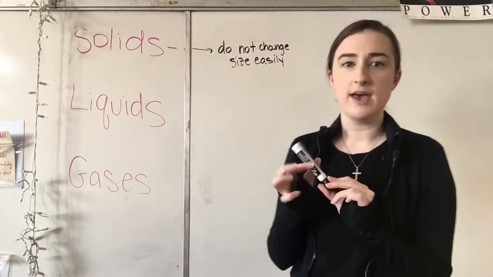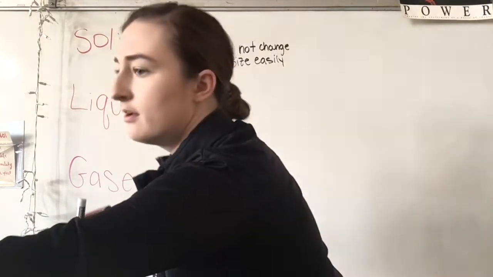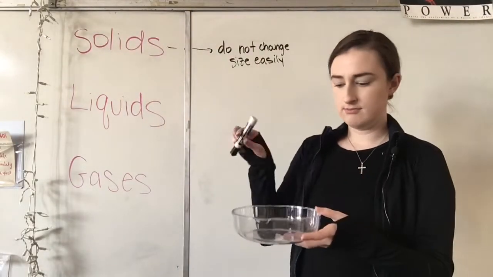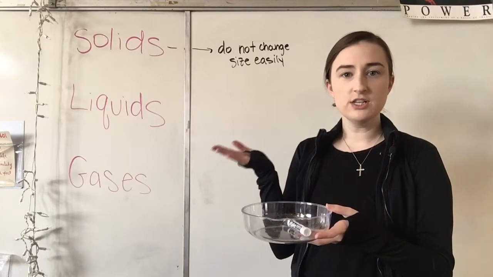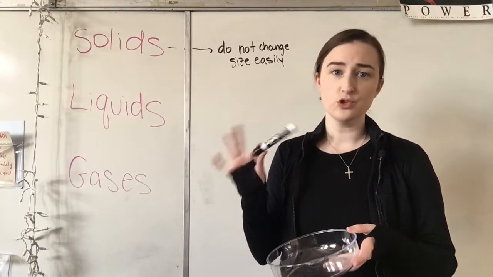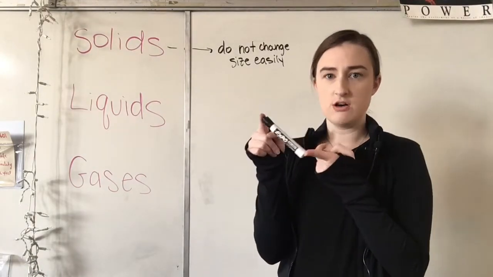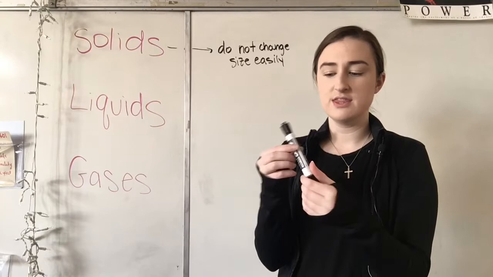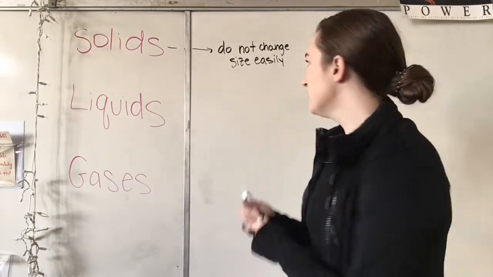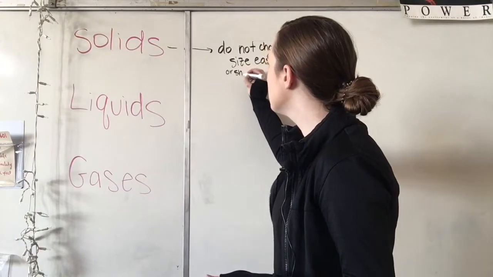If I have this pen and I move it somewhere else into a different container, let's say I move it into this, it's still not going to change size or shape. It's still going to look like a marker, and it's still going to be this tall, and it's still going to be this round, right? So solids do not change size or shape.